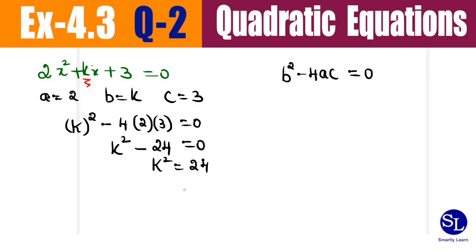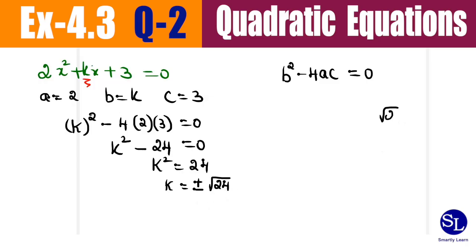So, we need to compute the value of k. So, I'm going to apply root here. Please note both positive and negative values are applicable. So, k is plus or minus root 24. You can leave it like this or you can simplify and write.